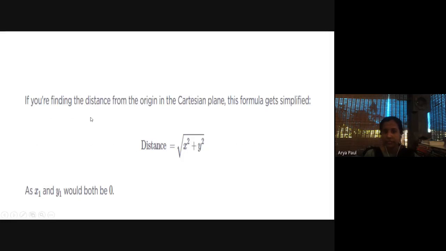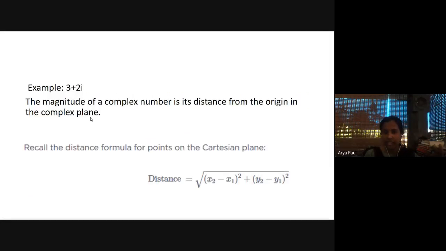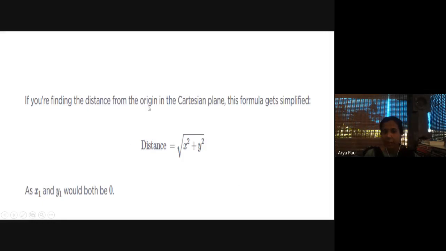In our case, 3 plus 2i is a complex number, and you are taking the distance from the origin, isn't it? So one point, x1, y1, will be 0, 0, because you are taking the distance from the origin. So x1 will be 0 and y1 will be 0. So what will be the distance? The distance is reduced to the square root of x square plus y square.